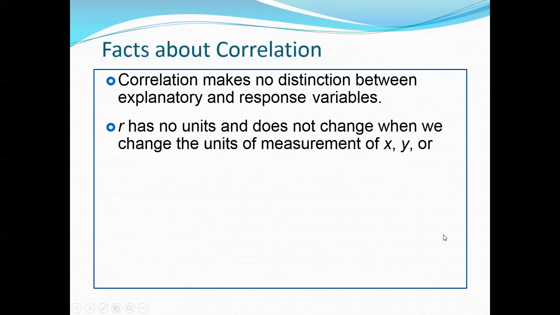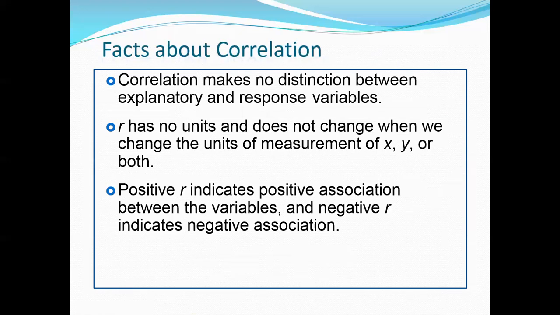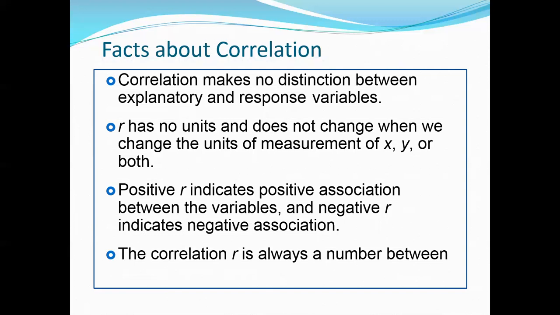Correlation makes no distinction between explanatory and response variables. r has no units and does not change when we change the units of measurement of x, y, or both. Positive r indicates positive association between the variables, and negative r indicates negative association. The correlation r is always a number between -1 and 1.